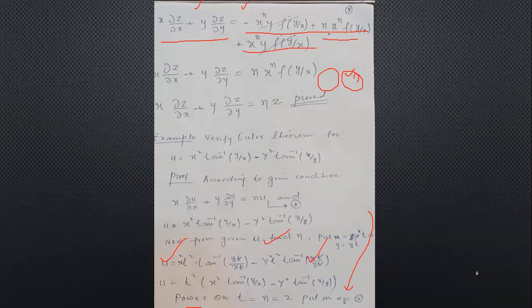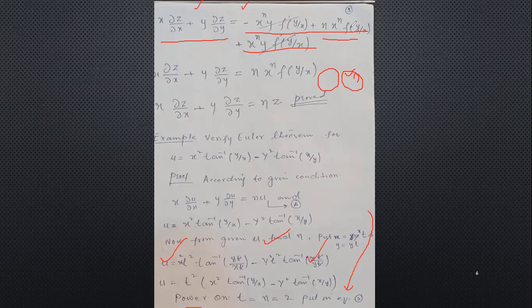Here we just get n times x to the power n times f of y divided by x. This whole term x to the power n into f of y upon x is equal to z, which we considered in the starting. So we write here z. So we proved that x times the partial derivative of z with respect to x plus y times the partial derivative of z with respect to y equals n into z.